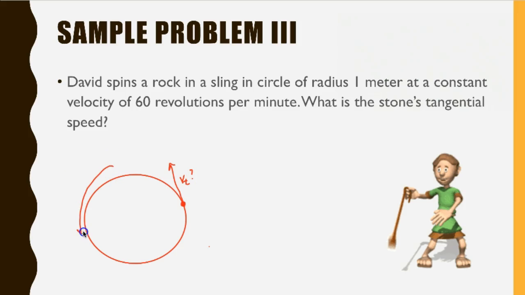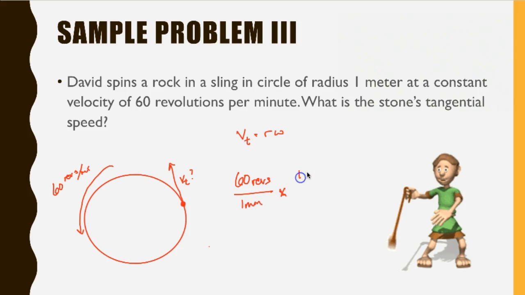Well, we know it's traveling in circular motion. Its rotational velocity is 60 revs per minute. What is its tangential speed? We know that the tangential speed is equal to r omega. I want to write this in terms of radians per second, simply because that's how I'm used to writing my angular velocity. So if I want to convert 60 revolutions per minute into radians per second, I need to do a little conversion here.